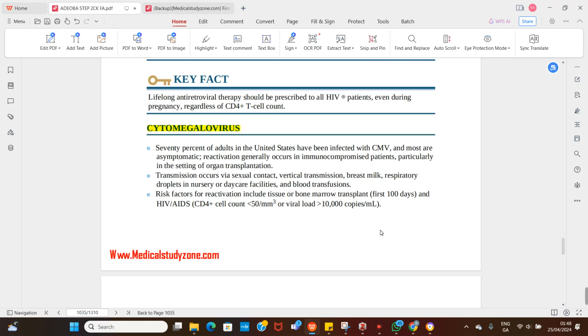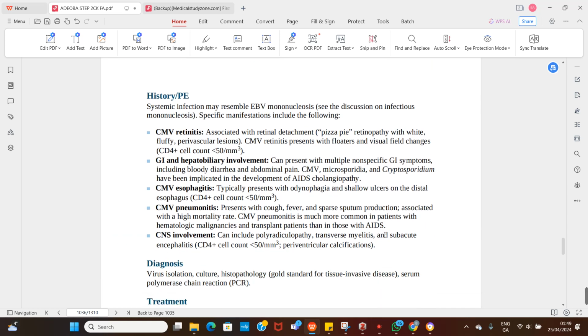Someone that has a background immunosuppression from HIV, with CD4 less than 50 counts, the viral load more than 10,000. Just think about HIV, think about tissue and bone marrow transplant. Those are the two common causes of CMV. Think about transplant, think about HIV, particularly when the CD4 count is less than 50.